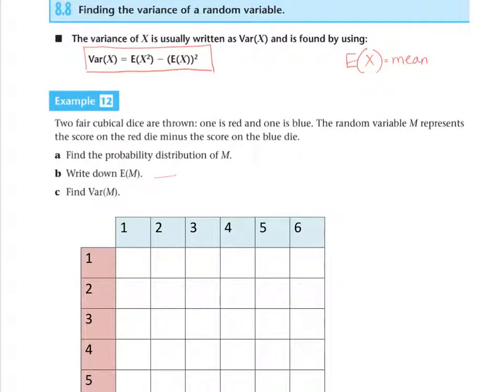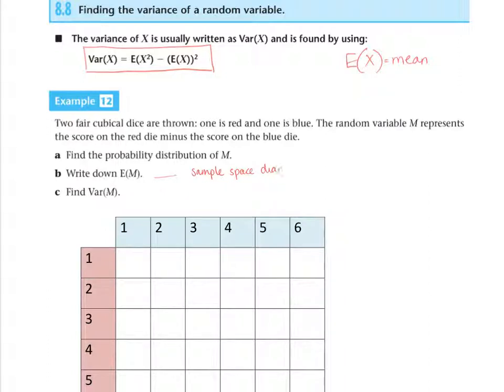Two fair cubical dice are thrown, one is red and one is blue. The random variable M represents the score on the red die minus the score on the blue die. Find the probability distribution of M. So as you can see below, what we've got is a sample space diagram.